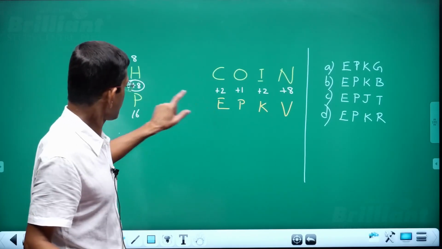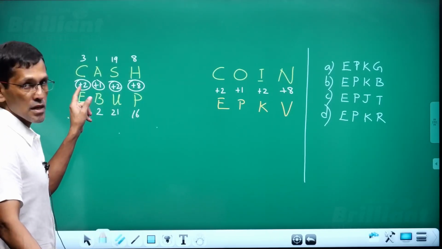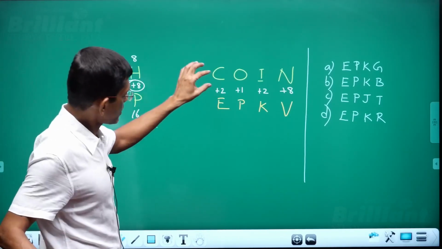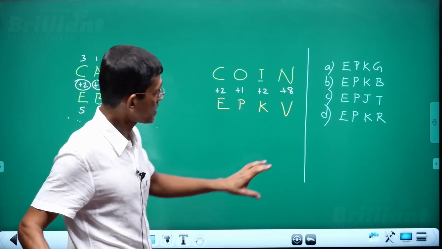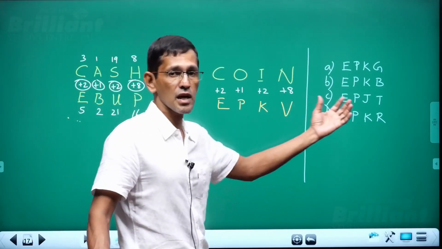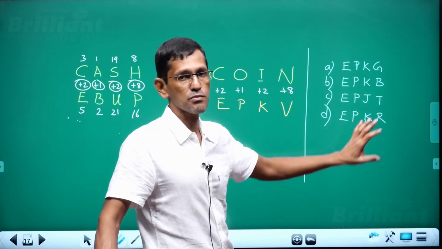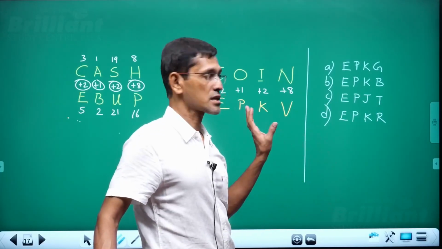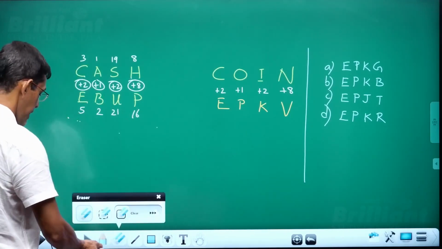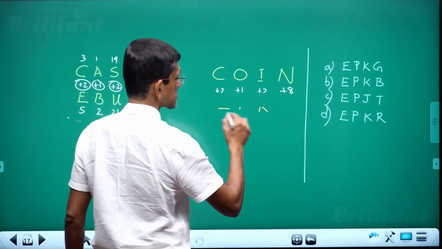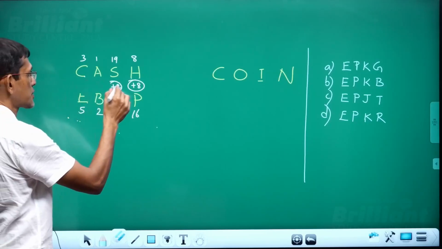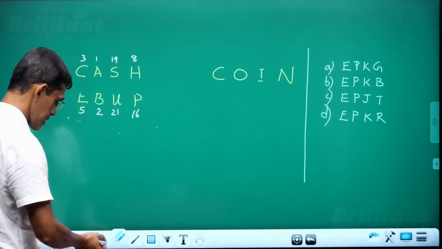Using the exact differences here, plus 2, plus 1, plus 2, plus 8, what we got here is EPKV. However, among the answer choices, we don't have EPKV. If EPKV was given among the answer choices, then definitely it was all right. In this case, that's not the case. So that means we need to look for some other possibility. So how do we find it? Any other possibility here? So this 2, 1, 2, 8 pattern doesn't exist.